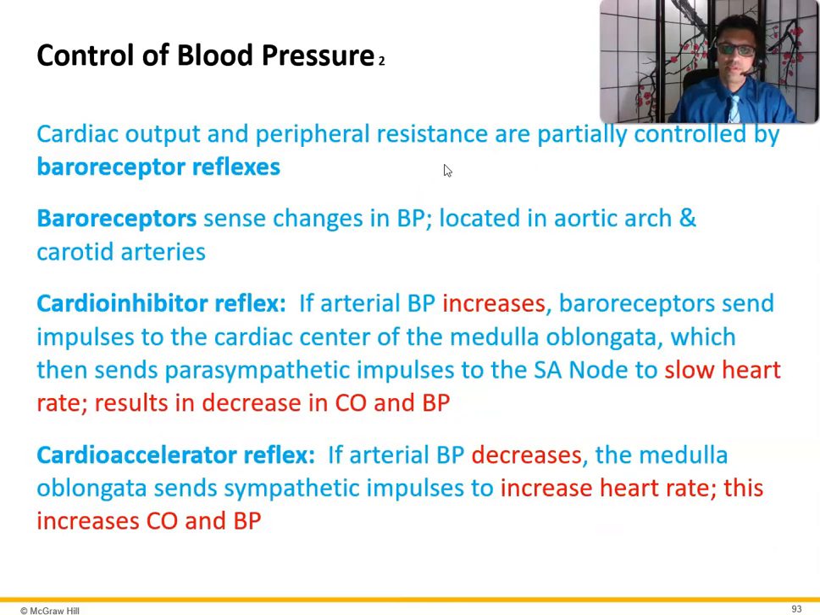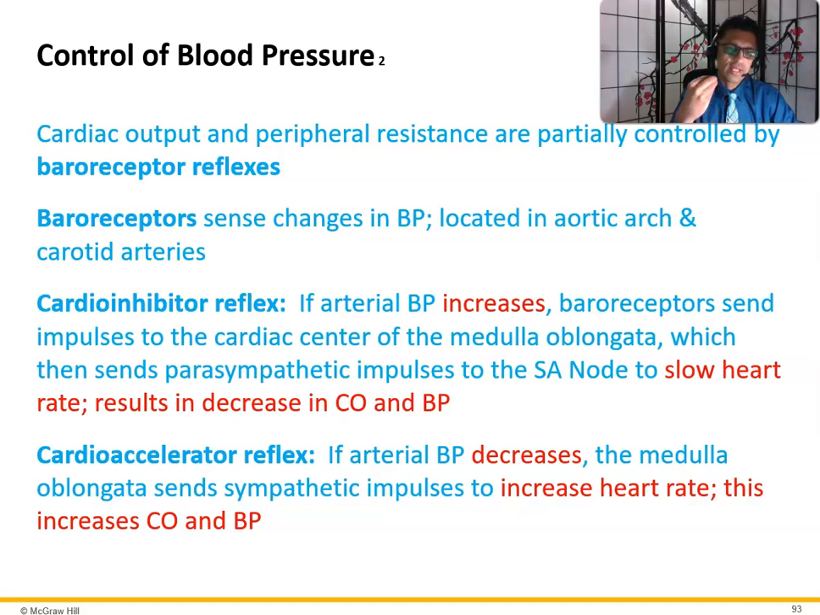Cardiac output and peripheral resistance are partially controlled by baroreceptor reflexes. Baroreceptors sense changes in blood pressure and are located in the aortic arch and the carotid arteries. So here and here. The cardioinhibitory reflex: if arterial blood pressure increases, the baroreceptors send impulses to the cardiac center of the medulla oblongata, which then sends parasympathetic impulses to the SA node to slow the heart rate, which results in a decrease in cardiac output and blood pressure.